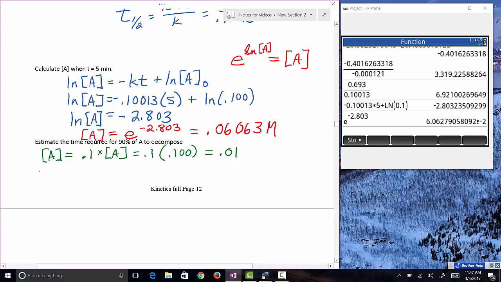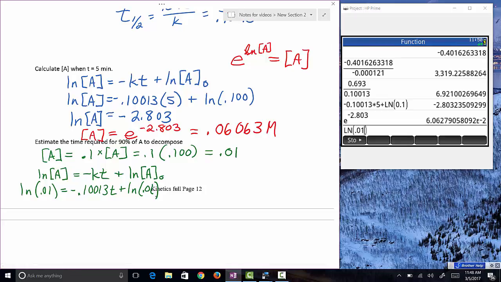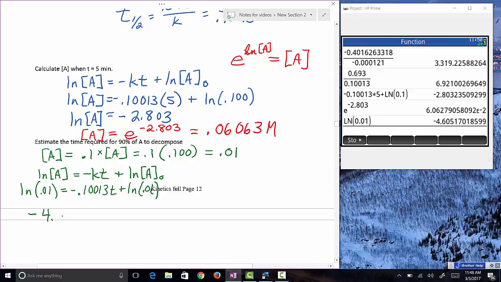And again, I'm going to plug it into my equation. So I'm just going to rewrite it: ln A = -kt + ln A naught. So the natural log of 0.01 is equal to negative 0.10013 t plus natural log of 0.1. And let's see what we get. The natural log of 0.01 is minus 4.605, which is equal to negative 0.10013 t plus the natural log of 0.1.